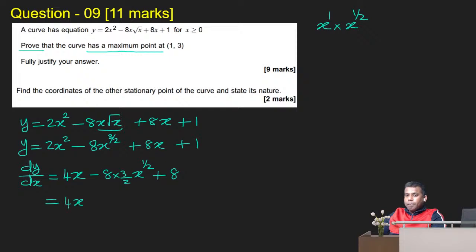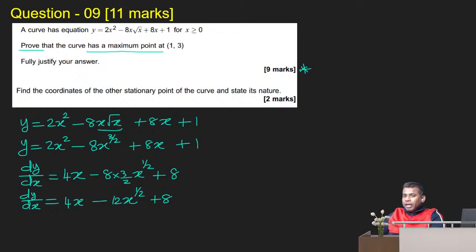4x minus 12x to the power half plus 8, right? That is the dy by dx. Now we are going to apply it. So you can see the level of marks they are giving. This is a 9 marker. You may think why they are giving a 9 marker. There's a trick in this question.